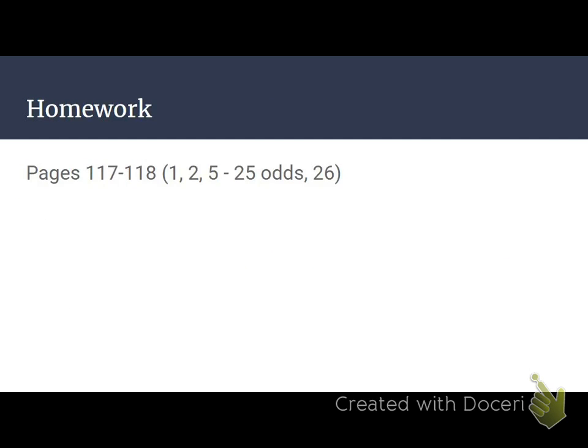Okay. Your homework is in the textbook. It is on pages 117 and 118. Numbers 1, 2, 5 through 25, just the odds in that section, 5 through 25, and also number 26.